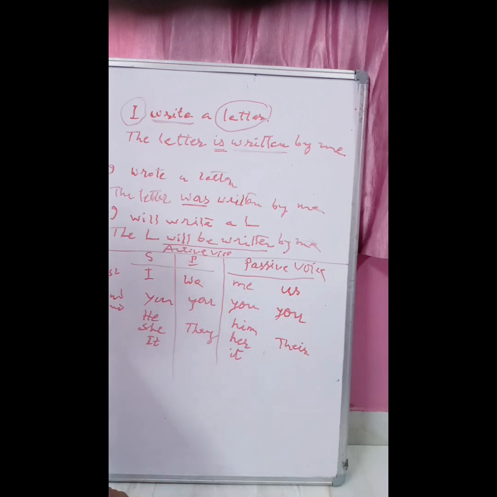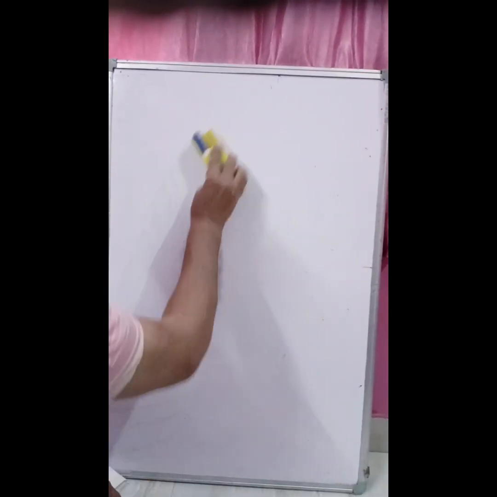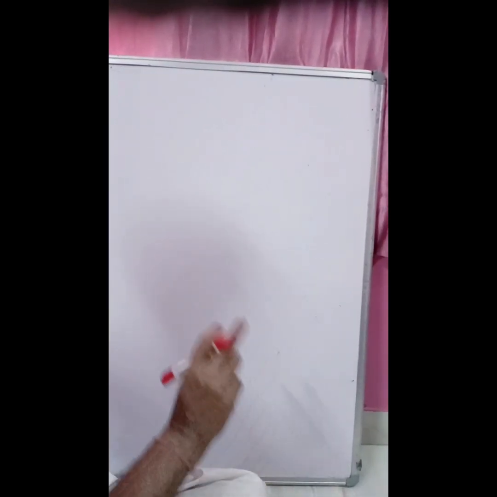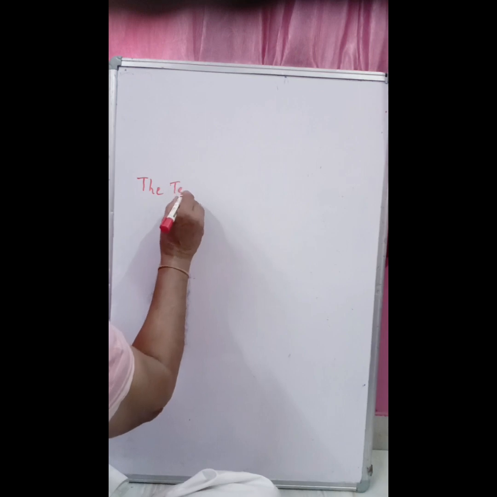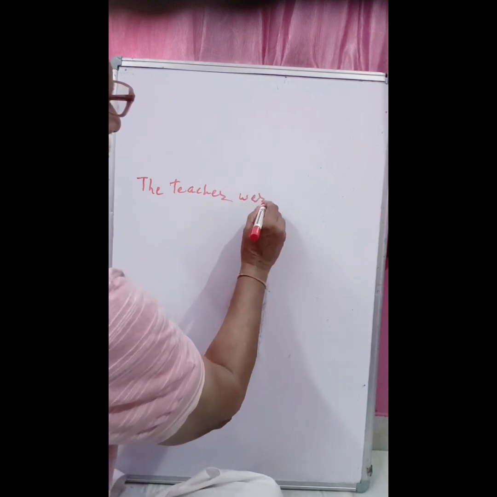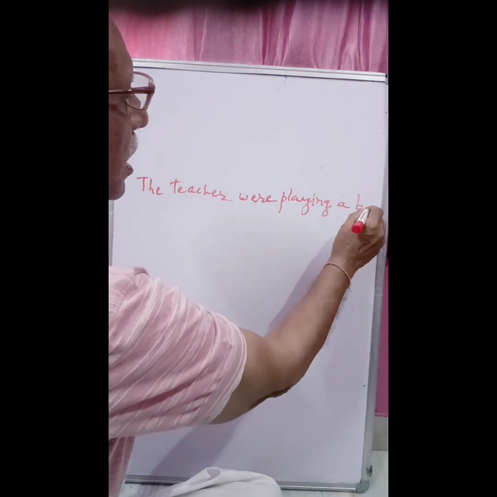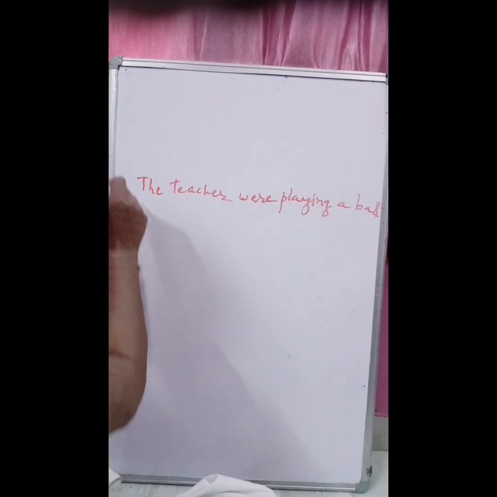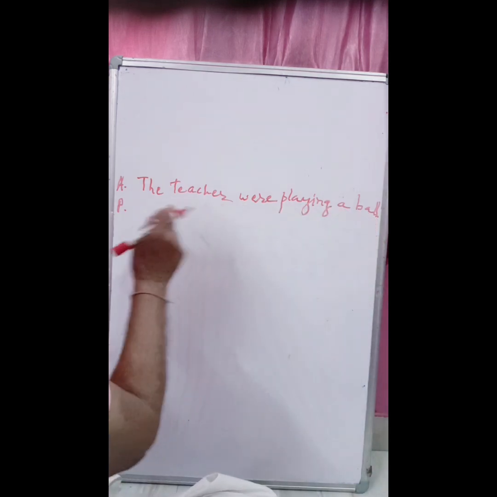So we will take different sentences so that the third form of the verb can be used with the proper form. For example, the teachers were playing a ball. What is the tense of this one? Past tense. They were playing. So this is active voice. In passive voice, how will it form? A ball. What is the object in this first form?